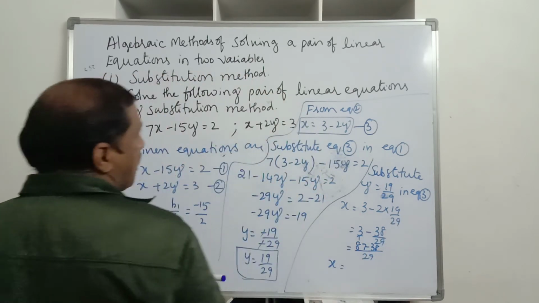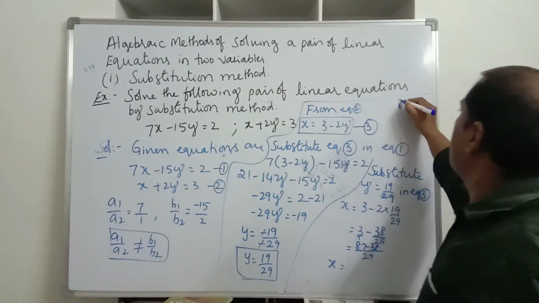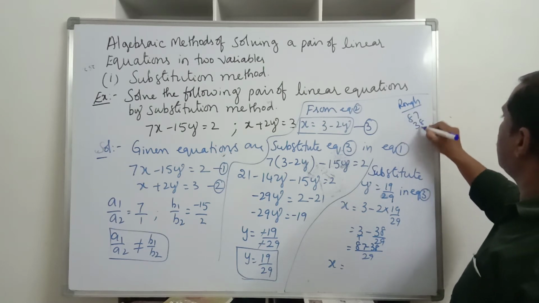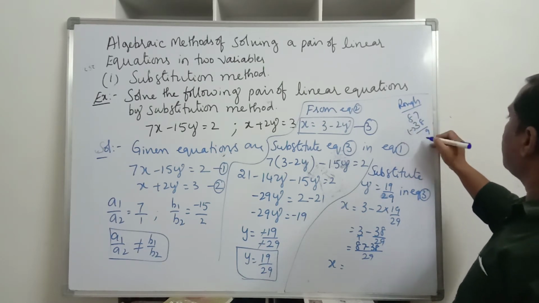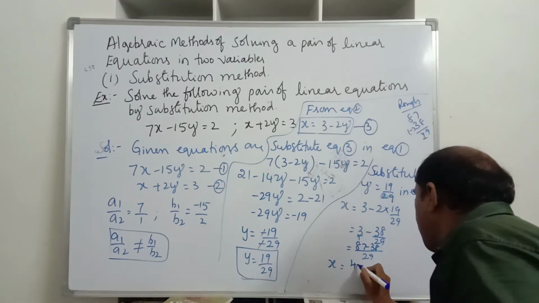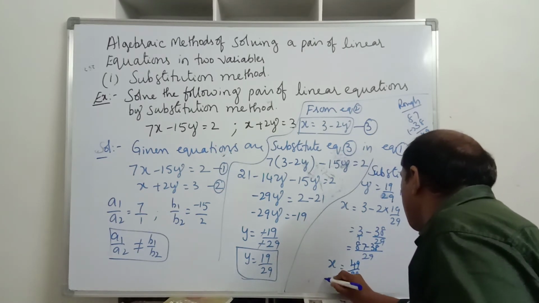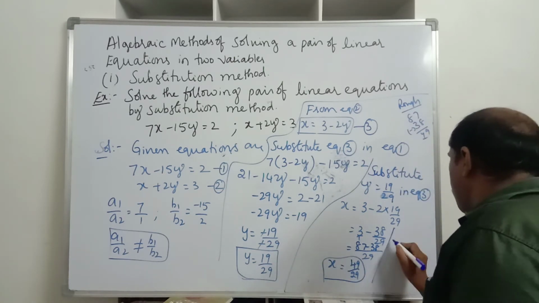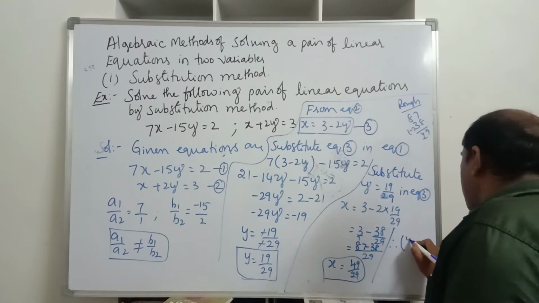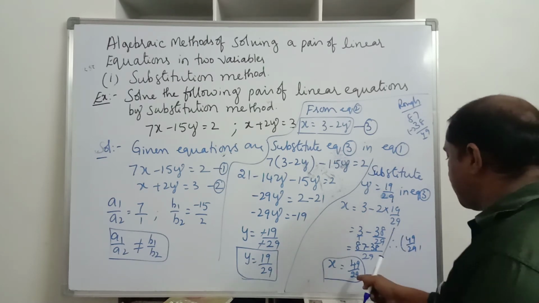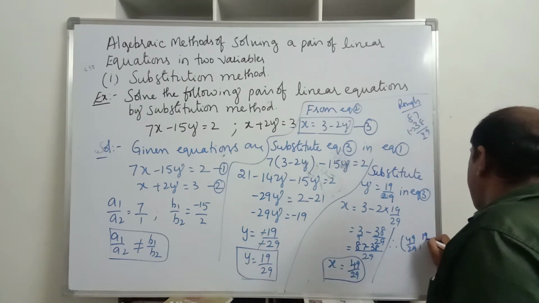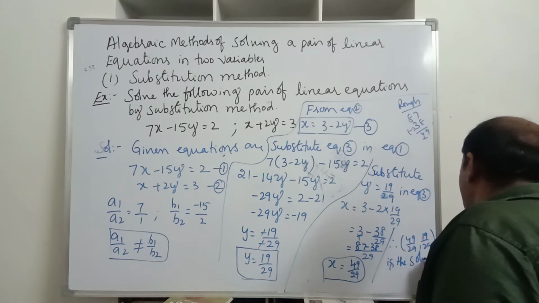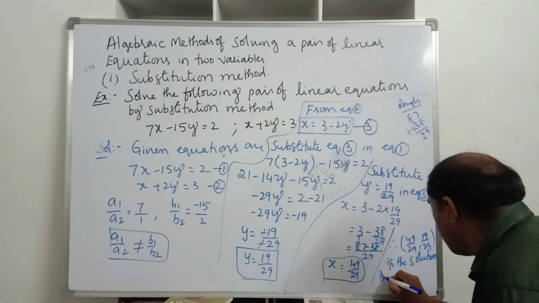87 minus 38. Here I am doing the rough work. It is 87 minus 38. Go for borrowing: 17 minus 8 is 9, and 7 minus 3 is 4. 49 we got. So x is equal to 49 divided by 29. Therefore, what is the solution? 49 by 29 comma 19 by 29, x value and y value, is the solution of the given equations.